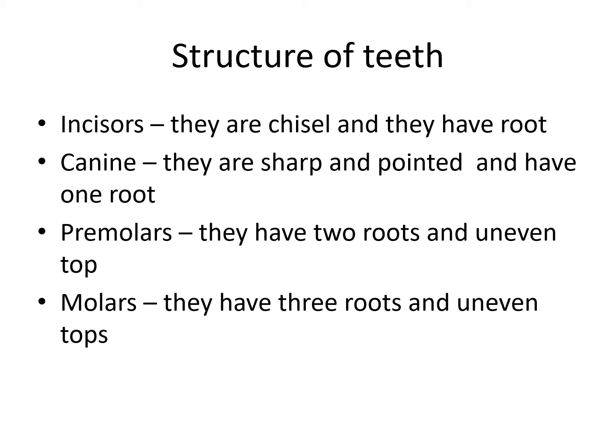So premolars have two roots, and if you look at the top of those teeth, they are uneven. If you look at the crown, you'll be able to know what the crown is as we move on through this lesson. The crown of the tooth is uneven. We also have another type of teeth, molars. The molar is the last tooth and it has three roots. Even if you check their tops, they are uneven.